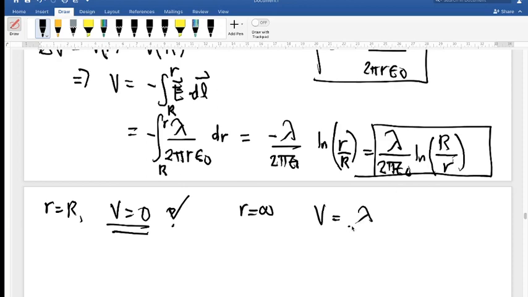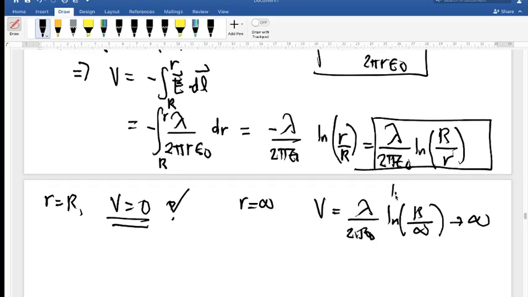So we have lambda over 2 pi epsilon sub naught times ln of R divided by infinity. What will happen if this is R divided by infinity? So ln of infinity, or ln of 1 divided by 0. What do you think? This also goes to infinity.